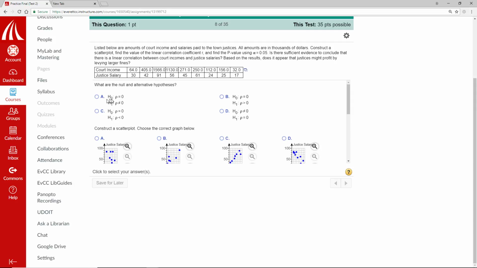Okay, so this is just your simple rho is either 0 or it's not, which is the population correlation of all court incomes and all justices.